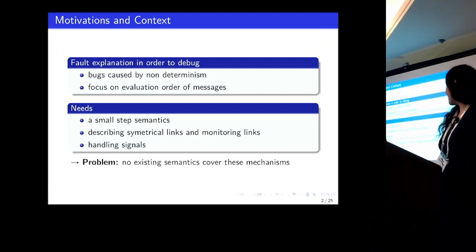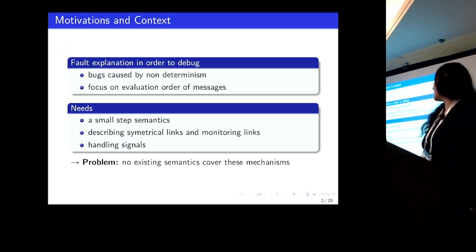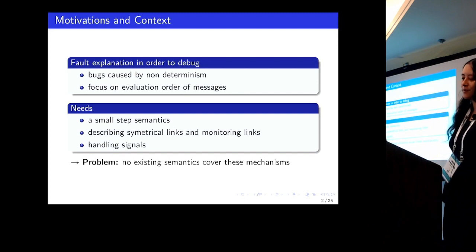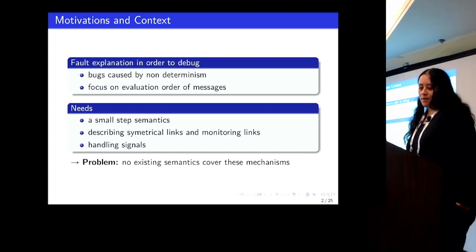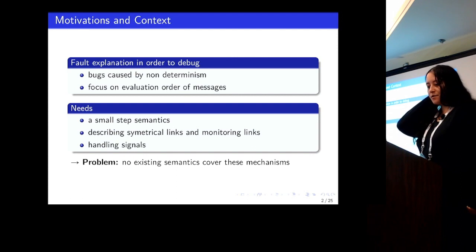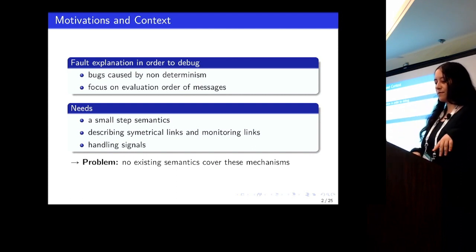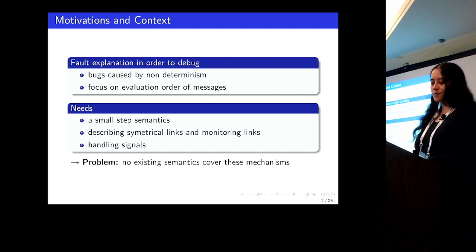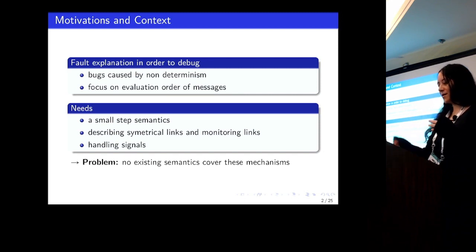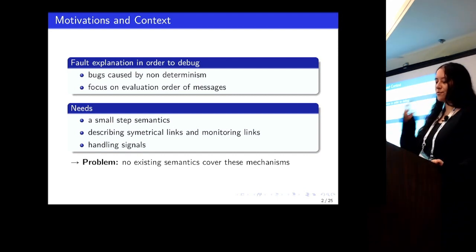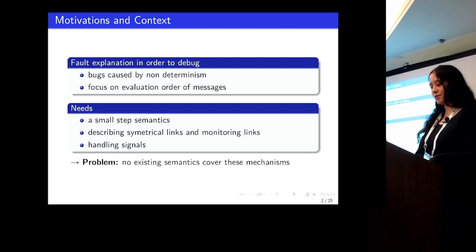The reason why I am coming with this semantics is that we are working on fault explanation in order to debug Erlang systems. We are interested in bugs caused by non-determinism, with a focus on the evaluation order of messages. And what we wanted was a rather precise small step semantics, which we would use to propose some abstractions fitted to our explanations.